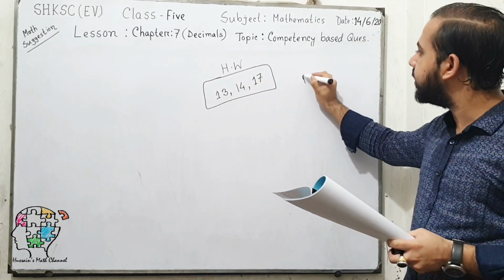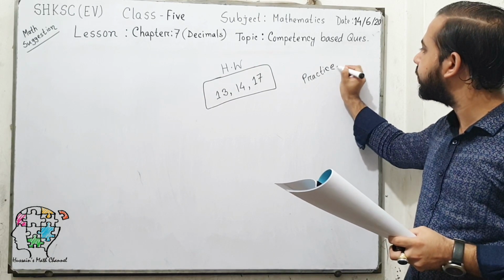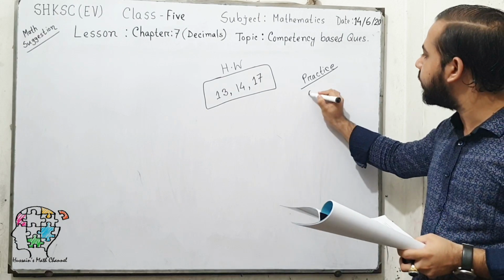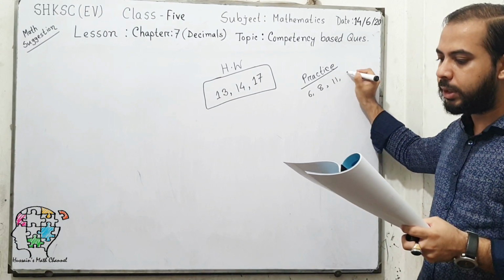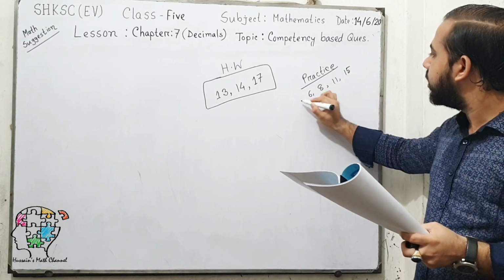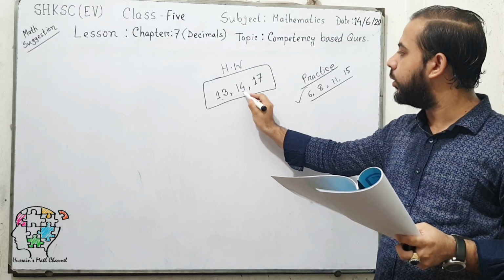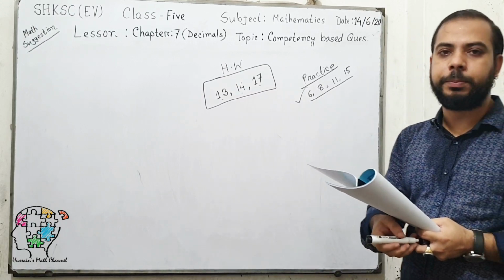And also practice the math we have done so far in this class, that is question number 6, 8, 11 and 15. So you have to practice more and more these 4 problems, and your homework will be 13, 14 and 17. So total 7 maths from this chapter.